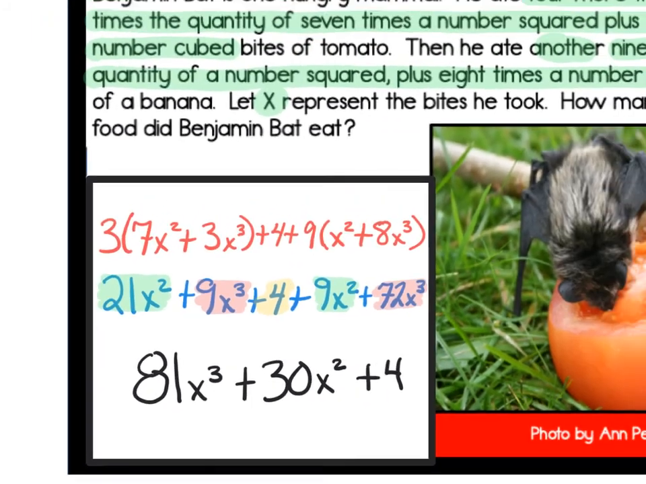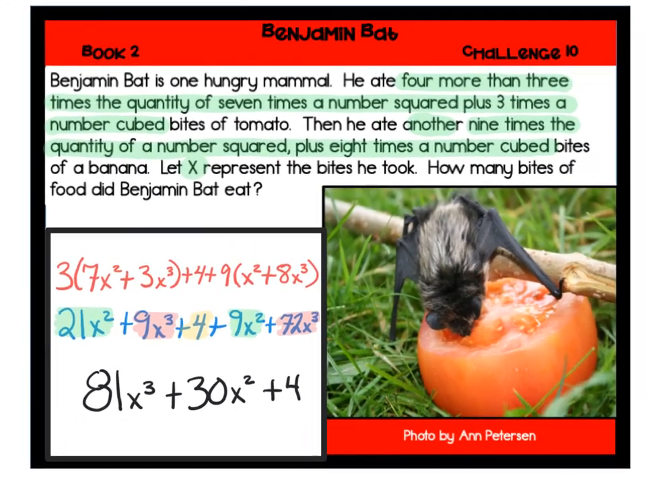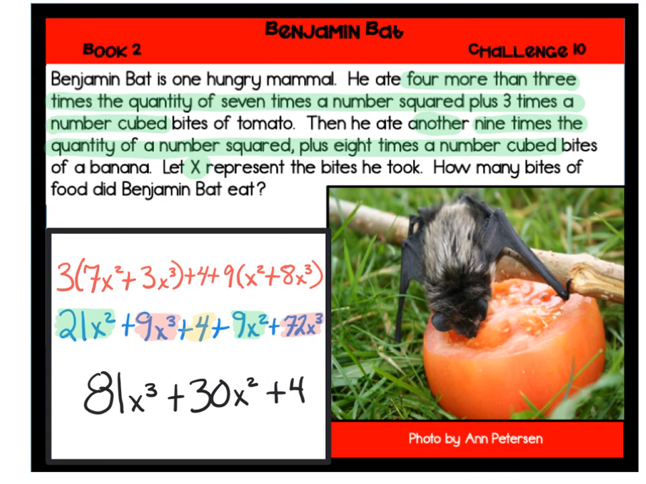So coming back here to our original question, which was, how many bites of food did Benjamin Bat eat? Well, he had 81x cubed plus 30x squared plus 4 bites of banana and tomato, my friends.